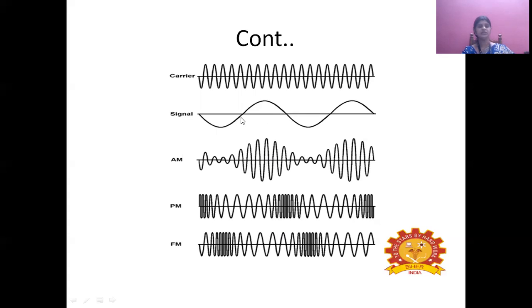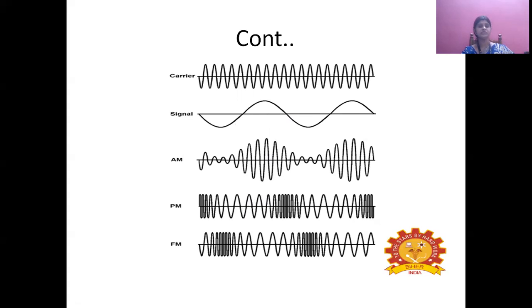If the message signal amplitude is towards the rising edge, then the phase of the carrier gets increased. And if the message signal amplitude is towards the trailing edge, at that time the phase of the carrier gets decreased. Therefore, the increase or decrease in phase of the carrier is proportional to the message signal amplitude. So that is the difference between the frequency and the phase modulation.